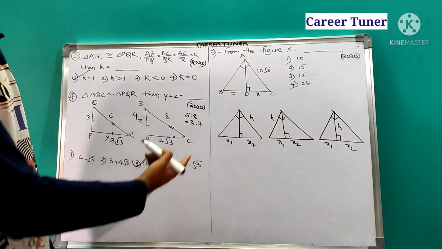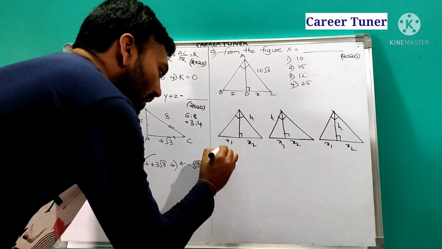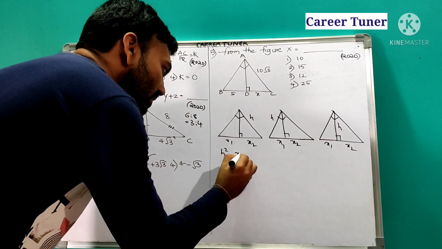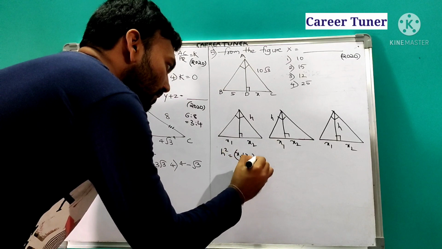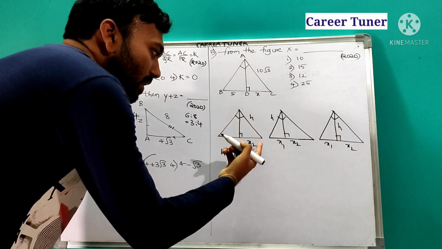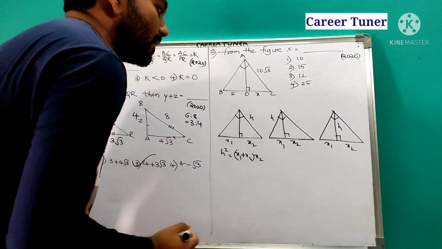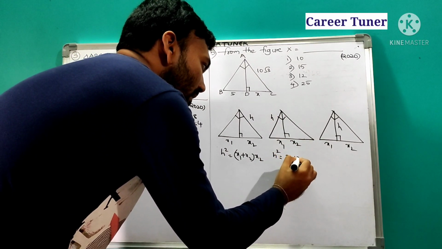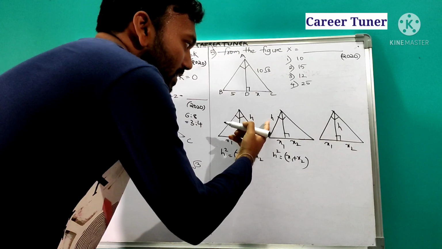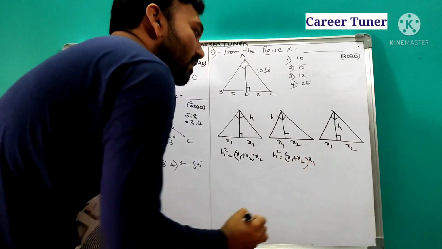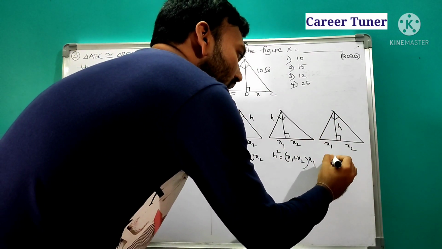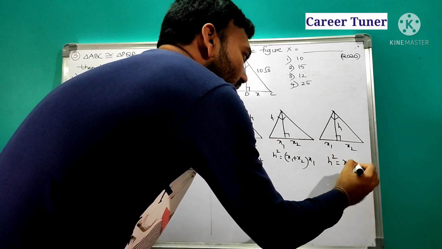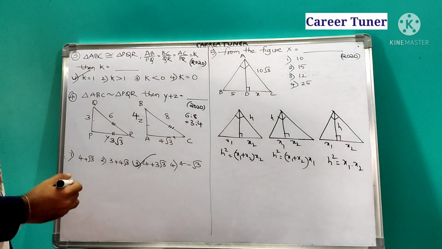Now whenever a case comes like this, h square is equal to x1 into x2, this is on which side? This side. So take the x2 value. Also, h square is equal to x1 into x2, this is on which side? This side, so take x1. And next, h square is equal to x1 into x2. So these are the conditions.